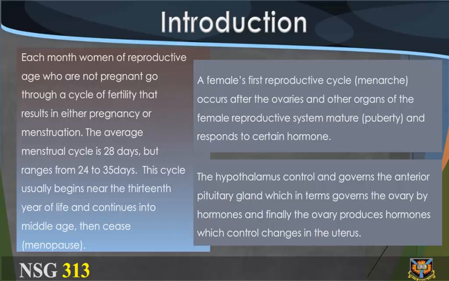A female's first reproductive cycle, menarche, occurs after the ovaries and other organs of the female reproductive system mature, puberty, and responds to certain hormones. The hypothalamus controls and governs the anterior pituitary gland, which in turn governs the ovary by hormones, and finally the ovary produces hormones which control changes in the uterus.